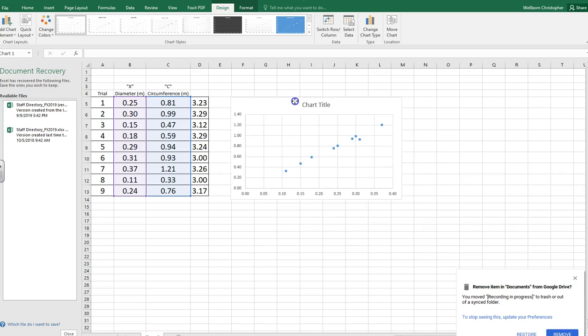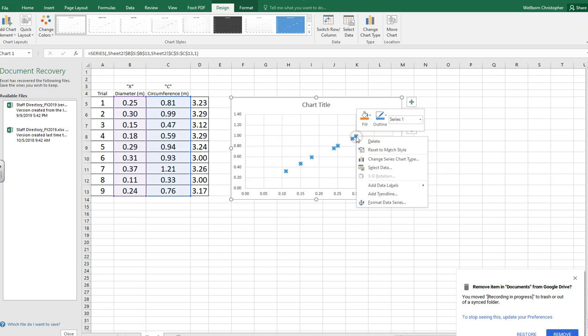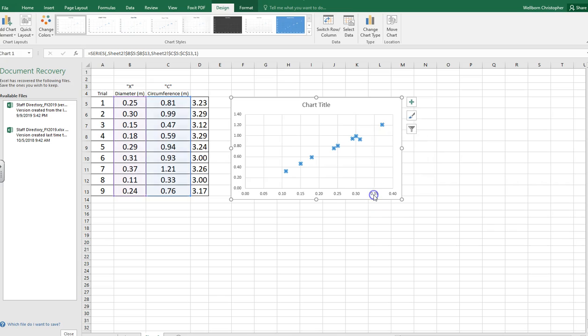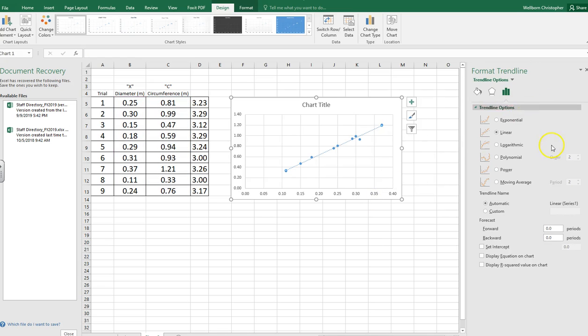If we were really going to turn this in for a lab, we'd go in and put in axes and stuff like that. But for now, I'm focusing on how we get that line of best fit and how we find the slope from that line. So we go to our graph, we right-click, and we pick the option that says Add Trendline. This little thing over here pops up.